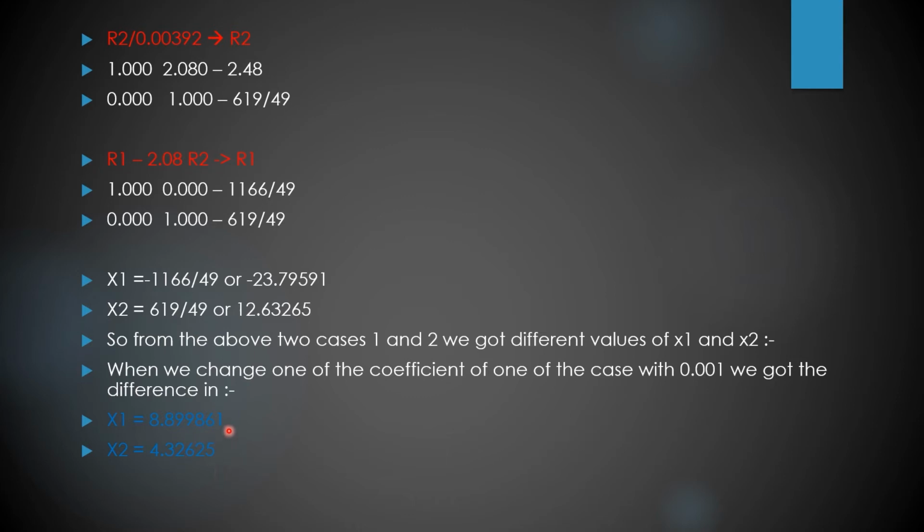So from the above two cases we have got different values of x1 and x2. When we change one of the coefficients of one of the cases by 0.001, we get a difference. That is the first case of this question.